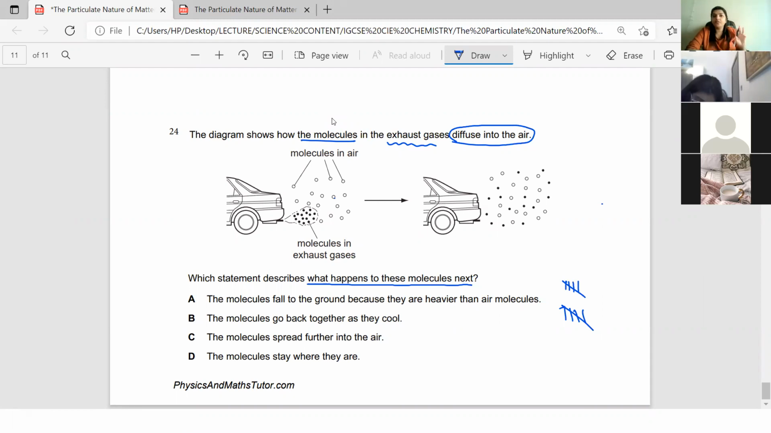We'll just read all the options first. The molecules go back together as they cool. The molecules spread further into the air. The molecules stay where they are. Okay, now let's say there is a car which is going and there is too much traffic and the cars are releasing exhaust. So will the smoke fall down to the ground or will they spread apart? Aman?